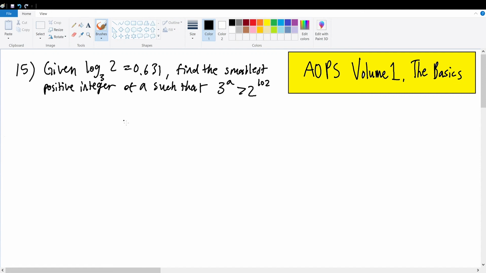Number 15. Given log base 3 of 2 is equal to 0.631, find the smallest positive integer a such that 3 to the a power must be greater than 2 to the 102 power.